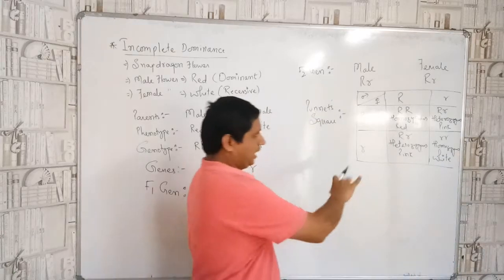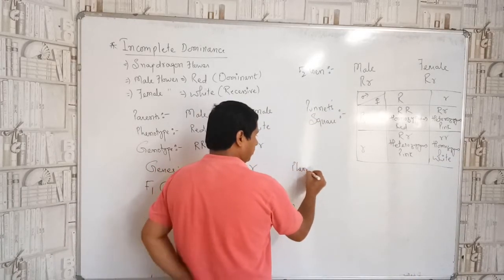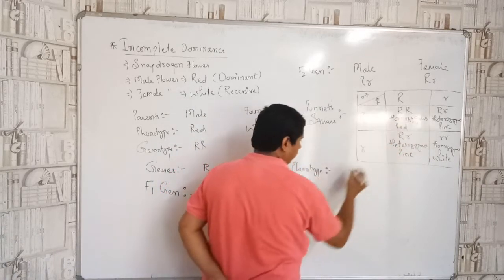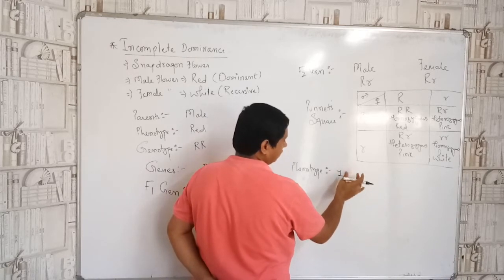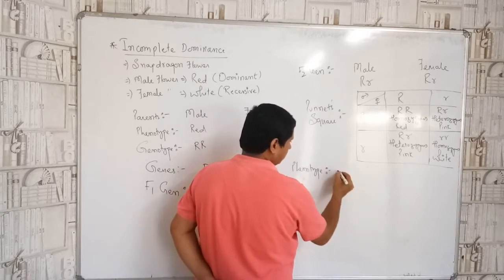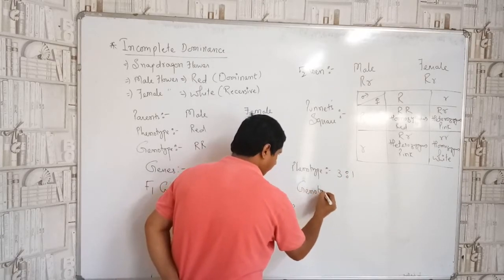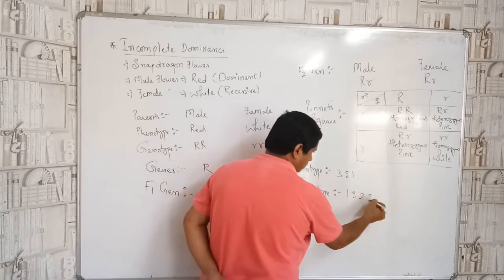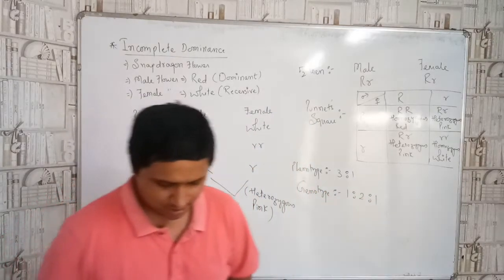Okay, now let us calculate the phenotype and the genotype. So the phenotype will be what, children? 1:2:1. Okay, that is, we can say, 3:1. But the genotype will be 1:2:1, we can say. That is the genotypic ratio.